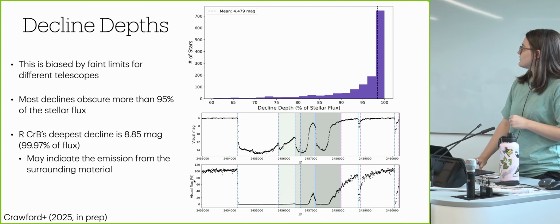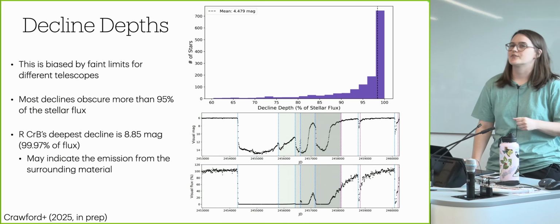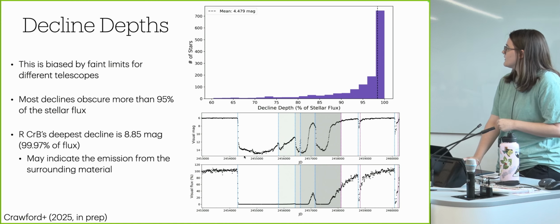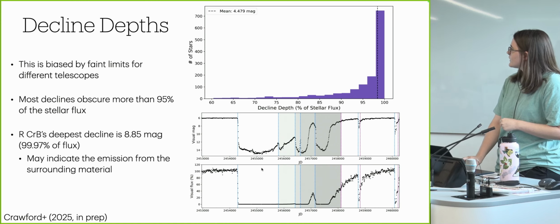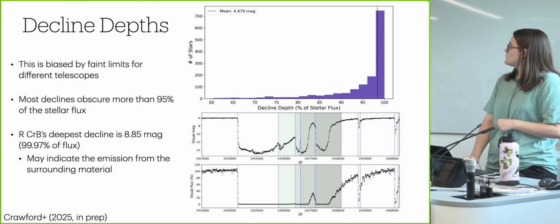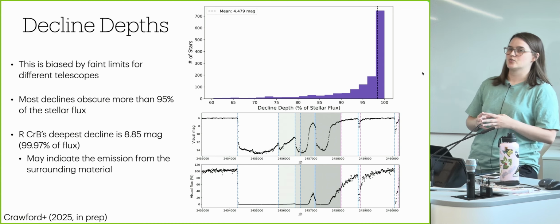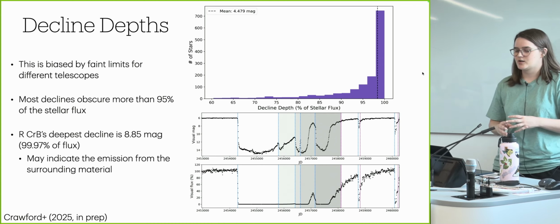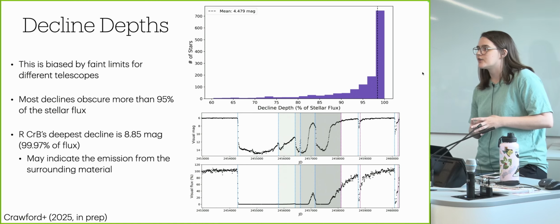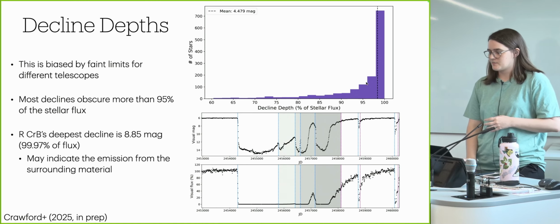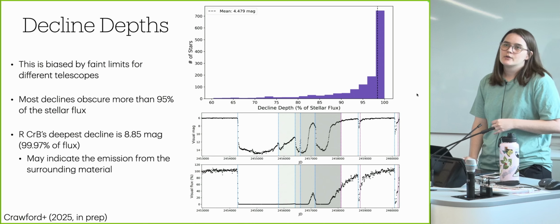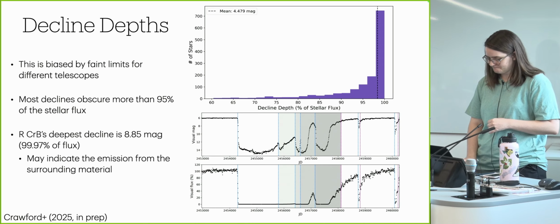Here you can see it in flux space, where all of these little structural things down here are very, very small when you look in flux percent. So we're not seeing very much of the star, if at all, throughout this decline. And what we can say, even though our decline depth measurement is very biased, is that the vast majority of declines obscure more than 95% of the star's total flux. So they're pretty much covering the whole star when we do see them, generally speaking.